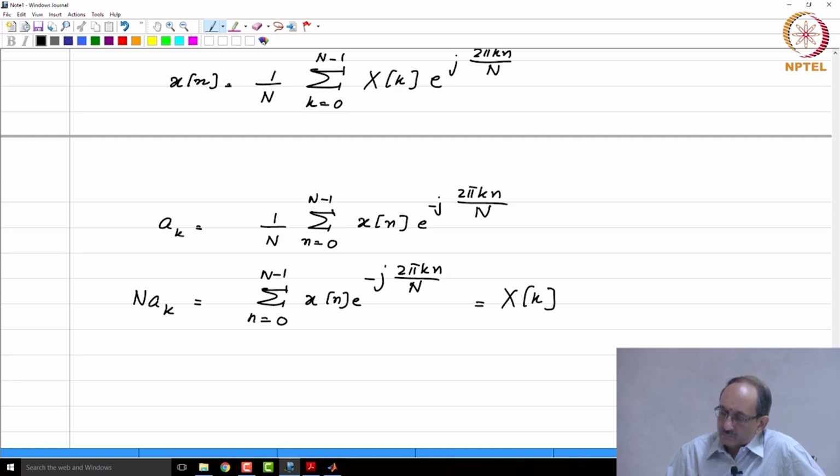The sequence in the DFT framework is periodic because x of little n is the same as x of little n plus capital N. The Fourier series coefficients are also periodic because capital X of k and capital X of k plus capital N are the same. Therefore, the sequence is periodic, the transform is periodic.